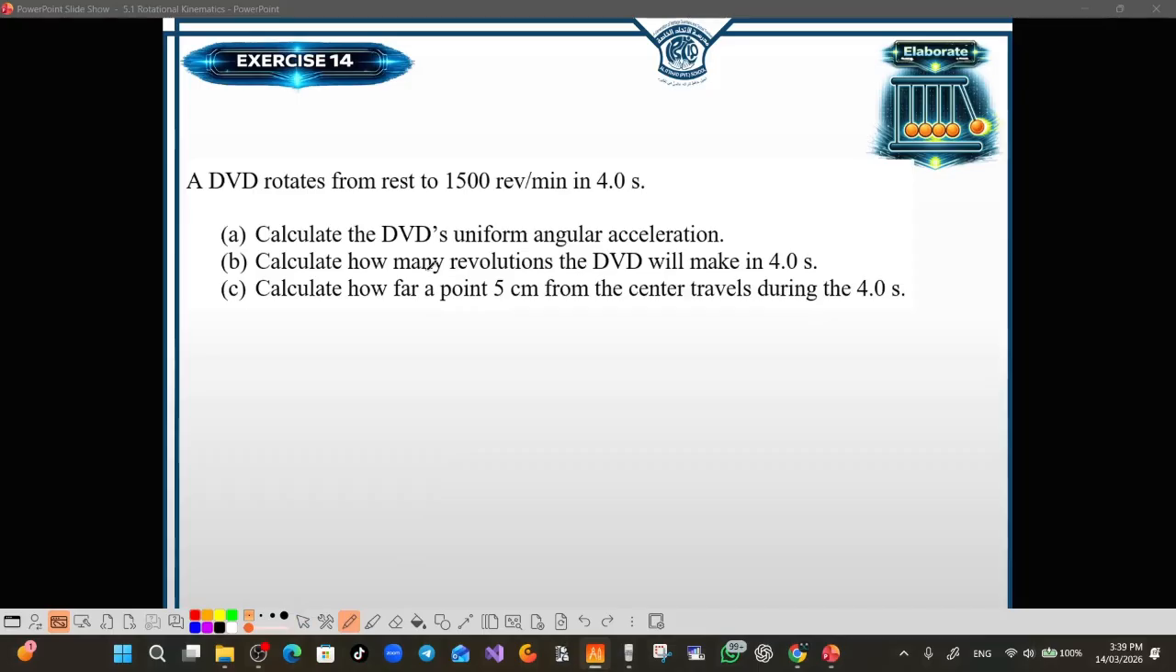A DVD rotates from rest, so the omega 0 is equal to 0, and the final omega is 1500 revolution per minute. So it's better to convert this into radian per second, and we can do that by multiplying this number with pi over 30. Because it's revolution over minutes. If it's revolution over seconds, we just multiply by 2 pi. But since it's combined with the minutes, then we multiply by 2 pi and divide over 60, which means we're going to multiply by pi over 30. And the omega here in this case is 50 pi.